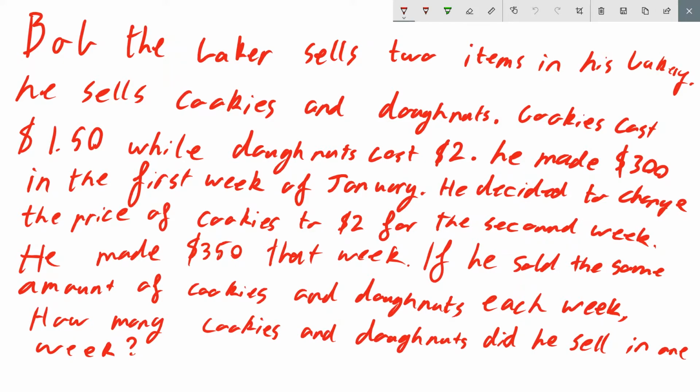Bob the baker sells 2 items in his bakery. He sells cookies and donuts. Cookies cost $1.50, while donuts cost $2. He made $300 in the first week of January. He decided to change the price of cookies to $2 for the second week. He made $350 that week. If he sold the same amount of cookies and donuts each week, how many cookies and donuts did he sell in 1 week?